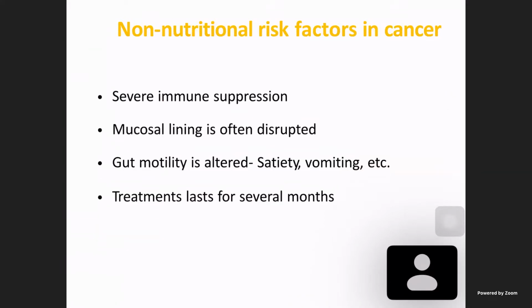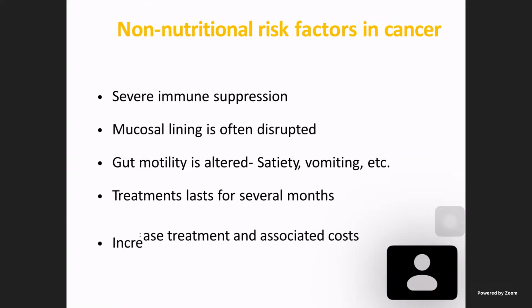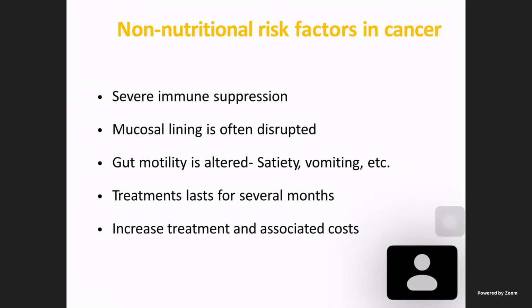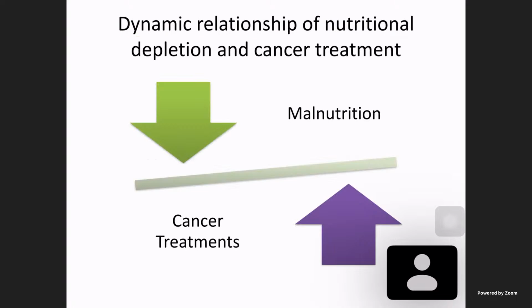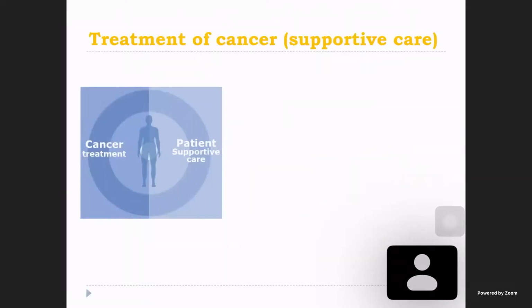Then again there are non-nutritional risk factors in cancer which can lead to malnutrition, like immune suppression, mucositis, and the treatment lasting several months. So there is a dynamic relationship of nutritional depletion and cancer treatment. On one side is the malnutrition, which may be the effect of the cancer or the effect of the treatment, but it is an important aspect which can also hamper the toxicities.